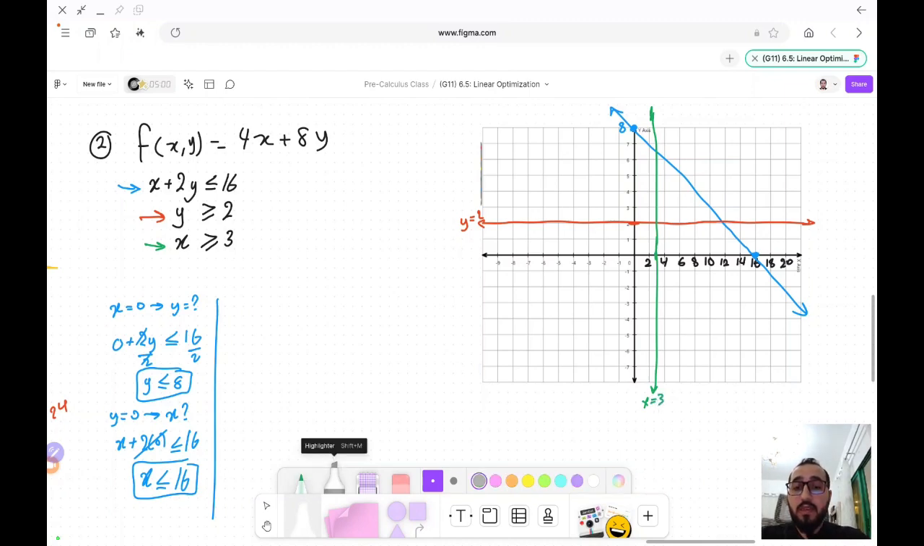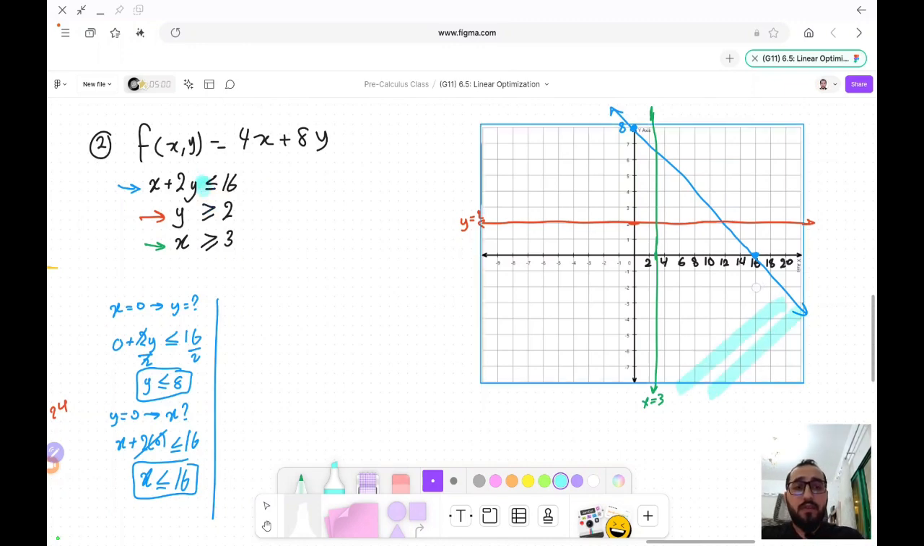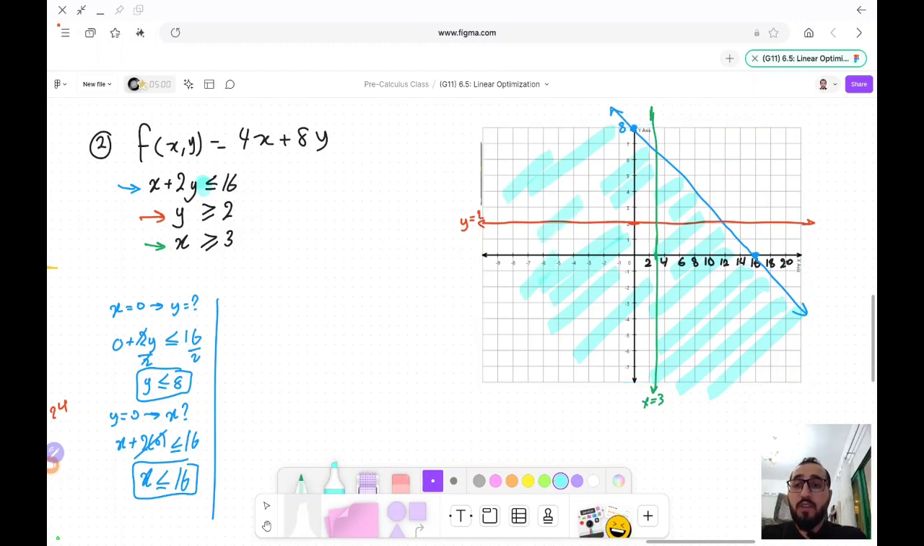Now, let's start shading. If you look at the inequality, the head of the inequality goes where? It goes to the left. So I have to shade the left side of my equation. Left side of my equation. Now, what should I do? Let's do the second one, the red one here.